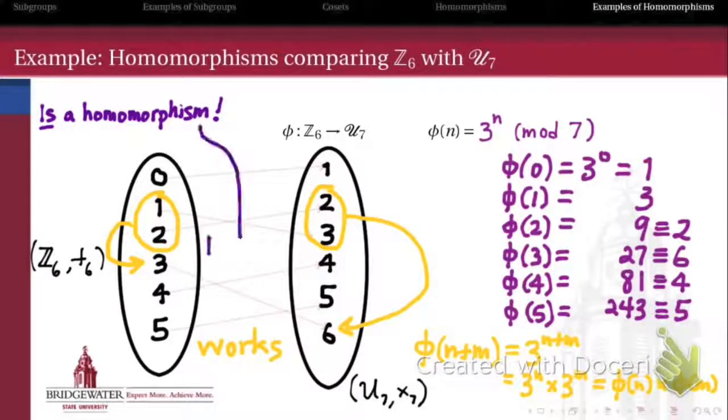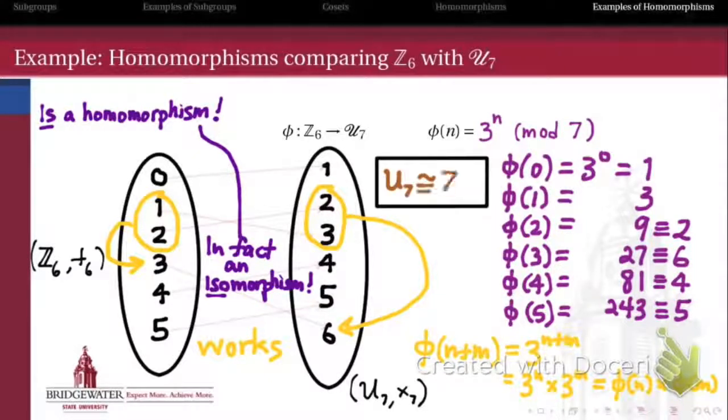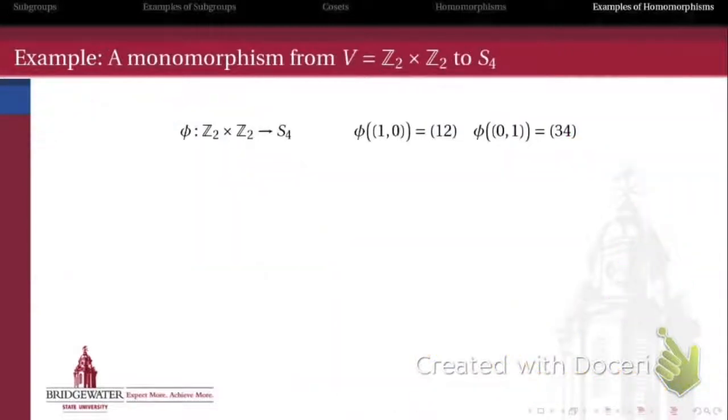And in fact, because this is 1-to-1 and onto, this is an isomorphism from Z6 to U7. So Z6 and U7 are isomorphic as groups, and we would write that as U7 congruent to Z6. When we write it that way, we're saying that there's an isomorphism from one group to the other group.